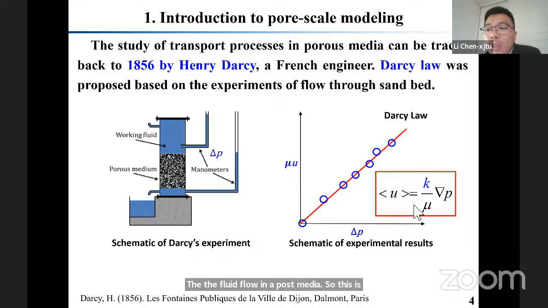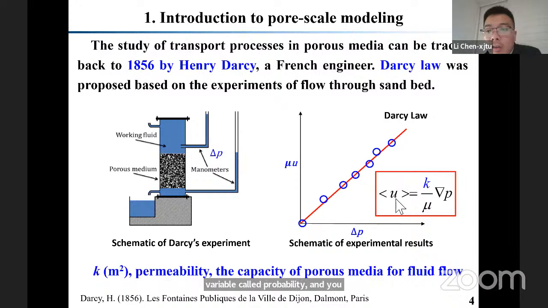Here, u is the average velocity in the porous media, and delta P is the pressure gradient. Mu here is the dynamic viscosity. You can find that the velocity is linearly proportional to the pressure gradient. And here, Darcy proposed a variable called permeability, K. You can find from this equation that the unit of permeability is m square. It is used to describe the capacity of the porous media for fluid flow. So the higher the value of K, the permeability, the stronger the capacity of the porous media for fluid flow. So that equation establishes the relationship between the pressure gradient and the velocity we can get.